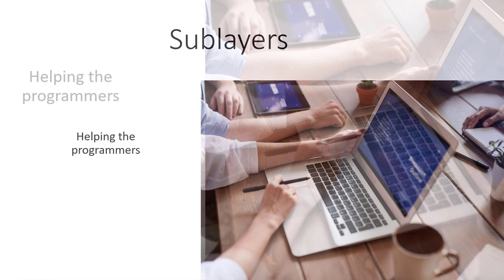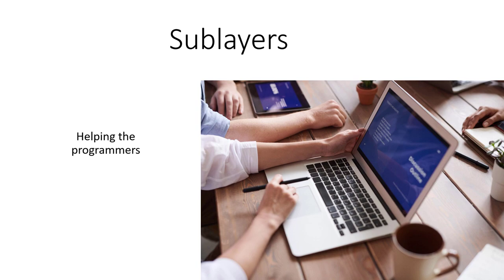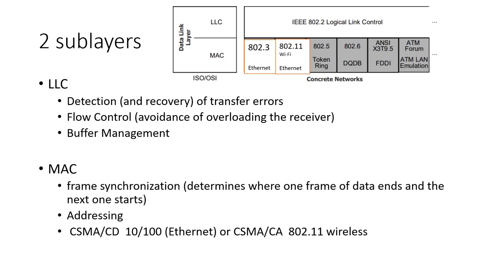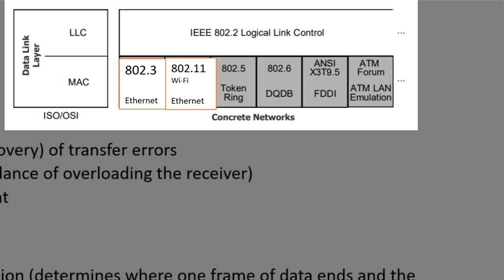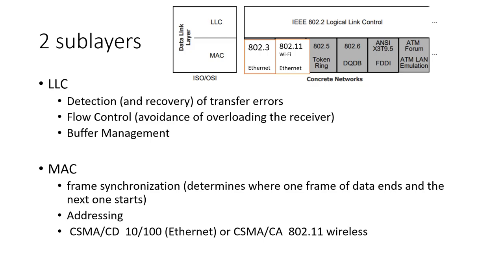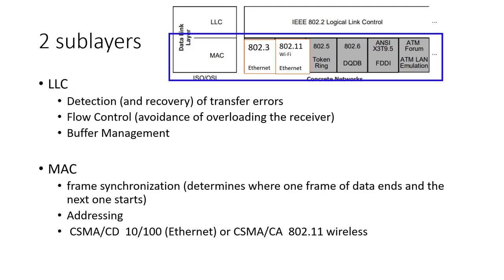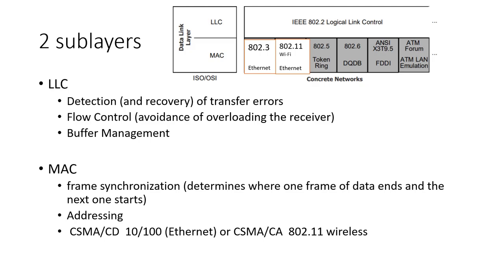You cannot study layer 2 without being introduced to the concept of sublayers in a protocol. Basically, this is all about helping programmers. We've all seen the diagrams of layer 2 divided in half into these sublayers. The upper layer, which is 802.2, is the logical link control. It has detection and recovery of transfer errors, those services we've talked about, flow control, and buffer management. And then at the lower level, the MAC, we have frame synchronization, addressing, and then media control. This was done primarily to help programmers who write the software at this level to abstract one layer from the other. It was just an aid to help them do their job.